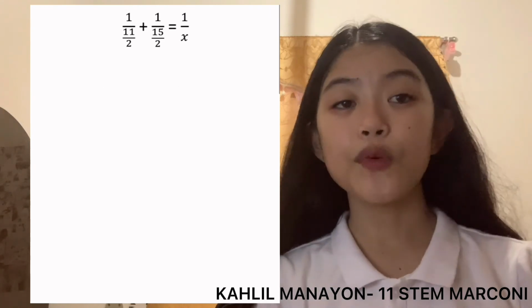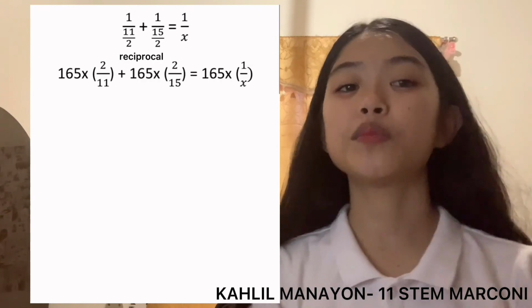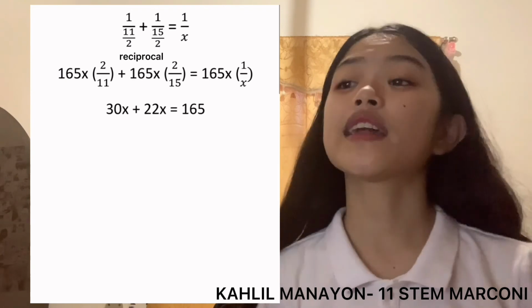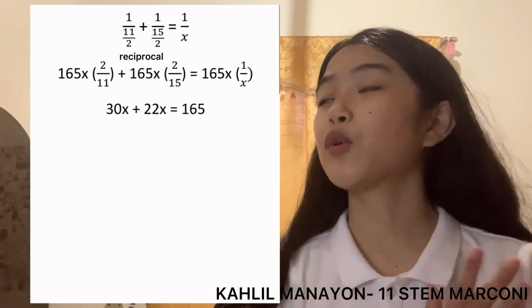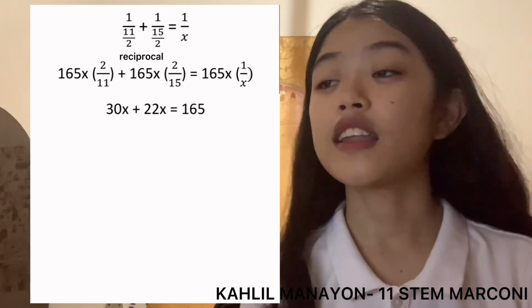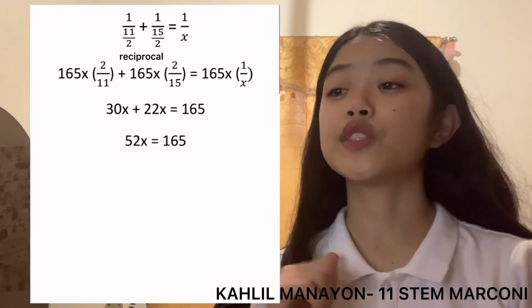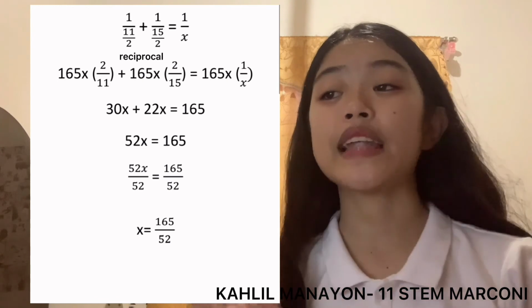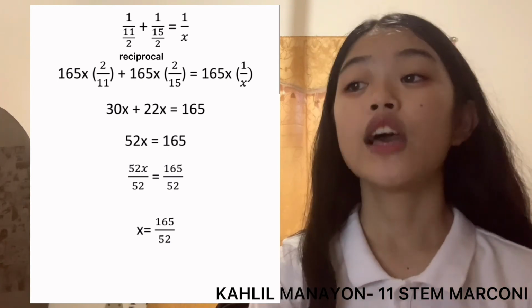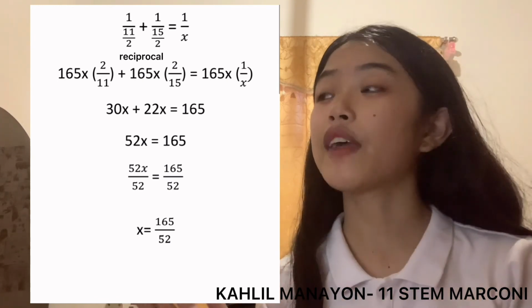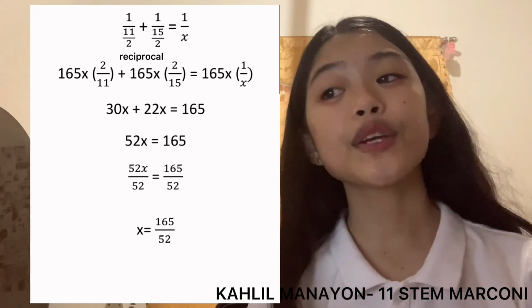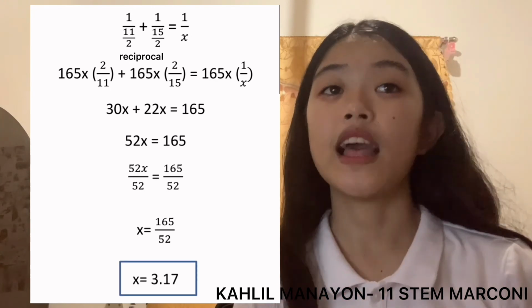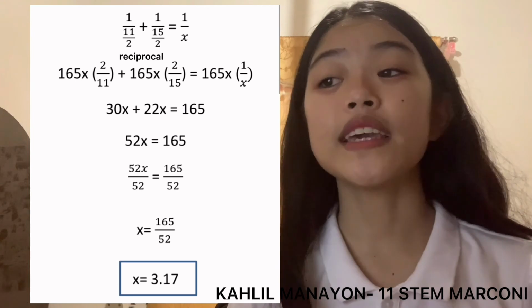We get the LCD, which is 165x. We multiply it to each term. And then we get the answer 30x plus 22x is equal to 165. Since there are like terms, we can still add them. It becomes 52x is equal to 165. We divide it by 52 to cancel 52 in x, and we do the same thing on the other side. We get x is equal to 165 over 52. And then the final answer would be x is equal to 3.17. Therefore, we conclude that it will take them 3.17 hours to paint the room together.